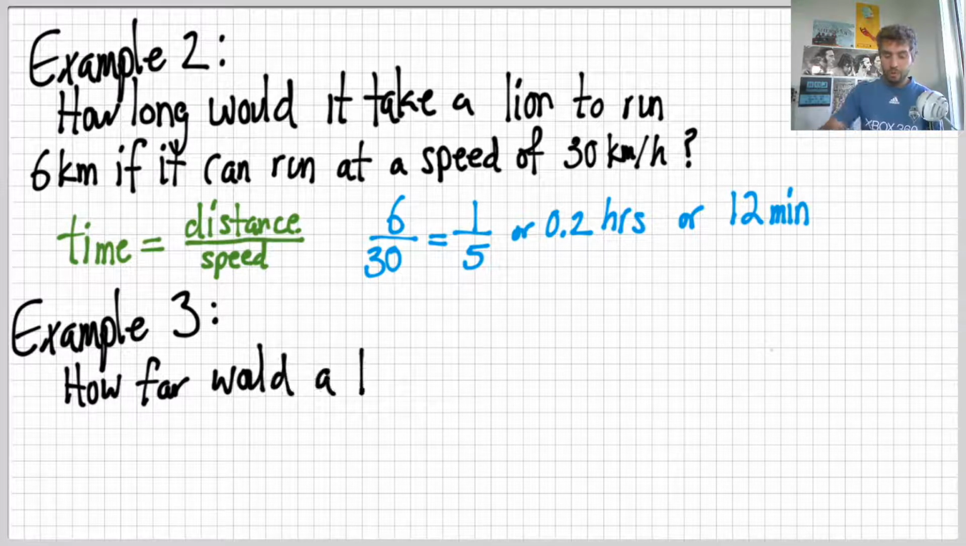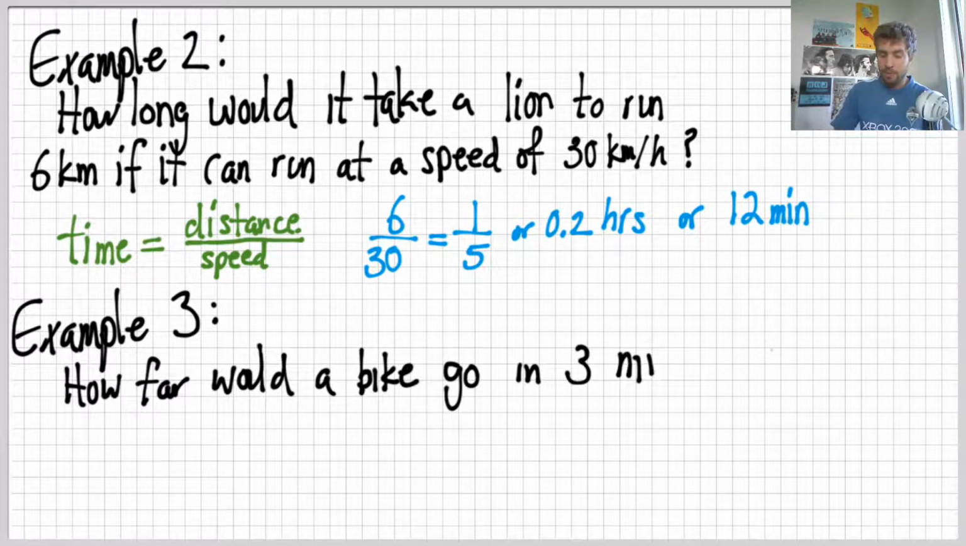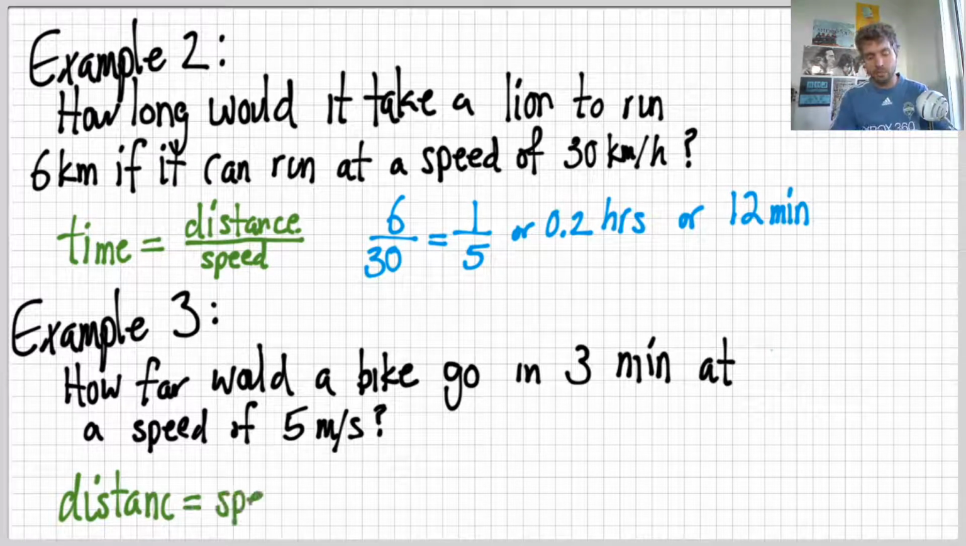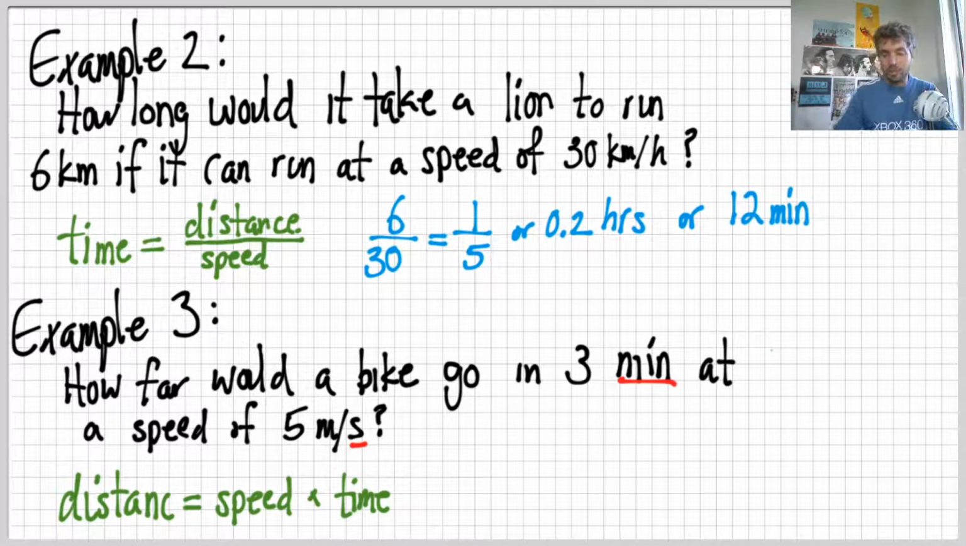How far would a bike go in 3 minutes at a speed of 5 meters per second? This time we're going to use the third version of this equation, where distance equals time times speed, or speed times time. We don't want to just take our two numbers, because we look at this and see that we've got different units: minutes, and then meters per second.